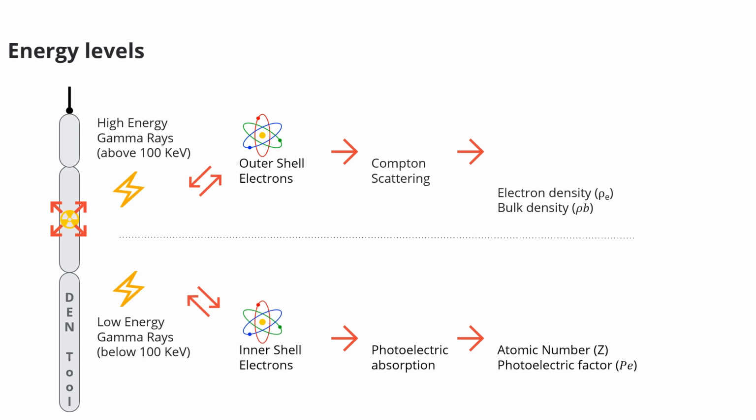Another type of interaction is photoelectric absorption, a phenomenon that occurs when low energy gamma rays below 100 keV interact with the inner shell electrons, losing all their energy. This interaction is dependent on the type of rock, it is lithology dependent. By analyzing the reduction in gamma ray counts due to photoelectric absorption, we can determine the photoelectric factor, which helps identify the type of rock based on the formation average atomic number.